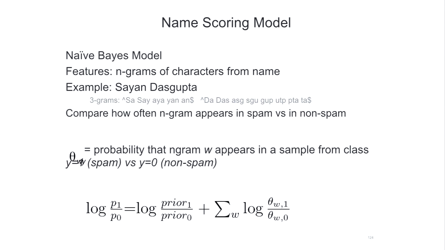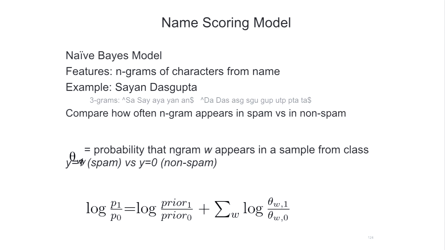The n-grams of characters from the name are the features. For example, in the name Sayan Dasgupta, the 3-gram features will look like SA, SAY, AYA, and so on. You can see that there are phantom characters to identify that a particular n-gram appears at the beginning of the word, or at the end of the word.